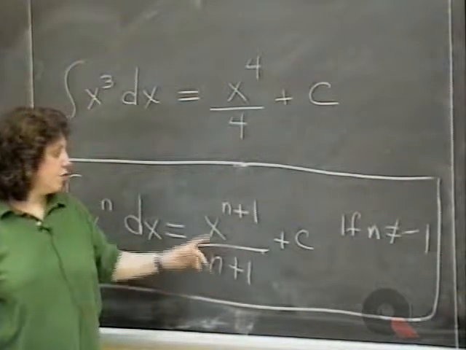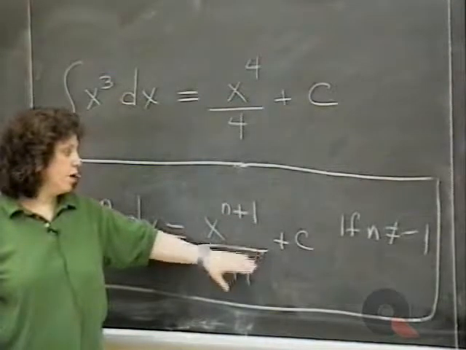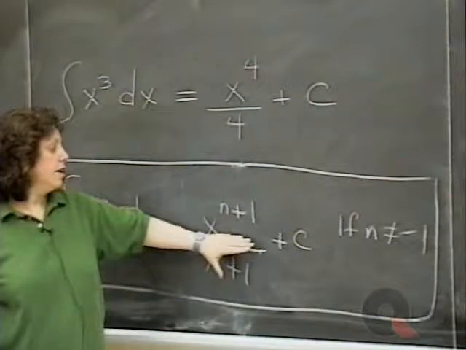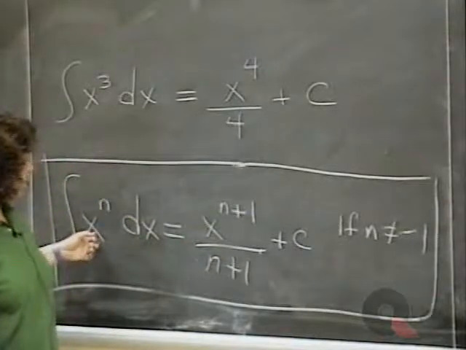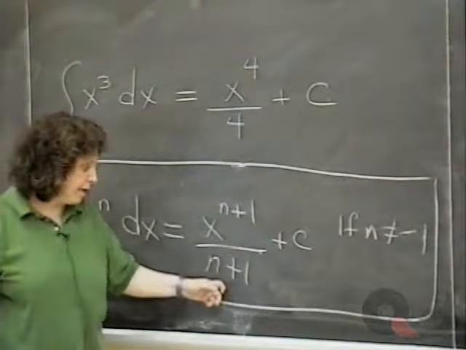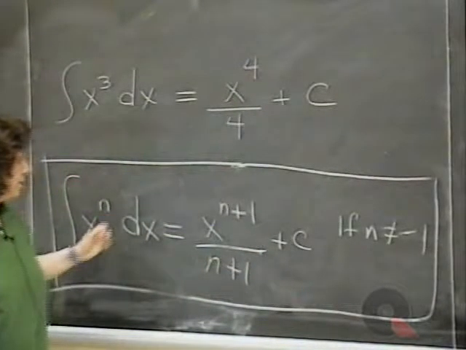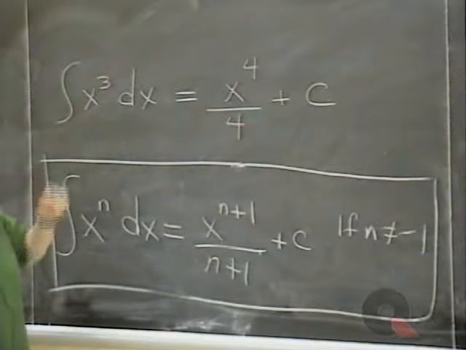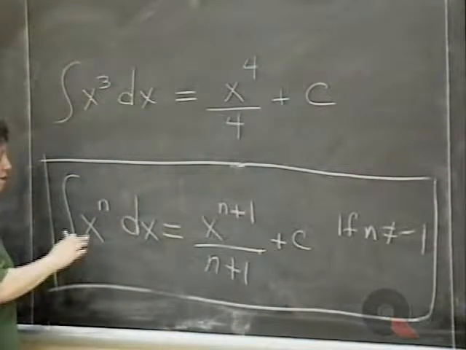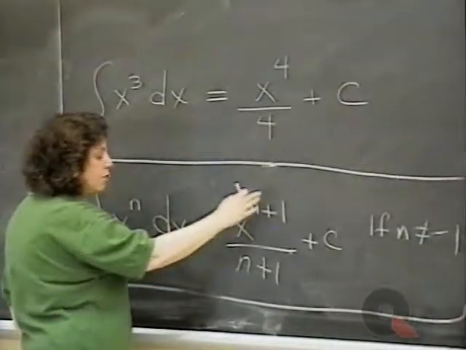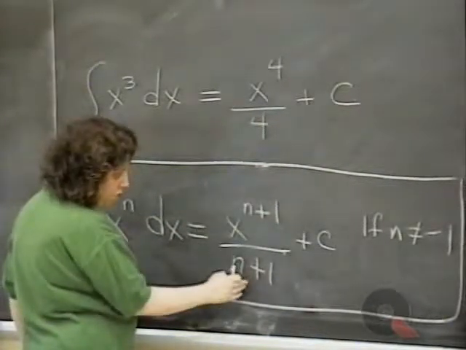And to check this, what is the derivative of x to the n plus 1? Well, that would be n plus 1 times x to the n, which would be n plus 1 times too big. So if we divide by n plus 1, the derivative will come out to be x to the n, which is just what we want. So the antiderivative of x to a power is x to the 1 more power over that 1 more power plus c.